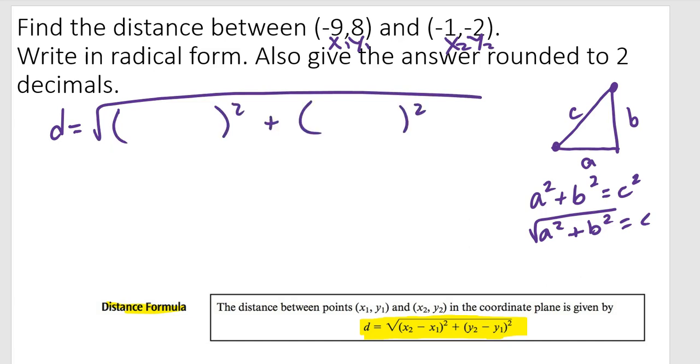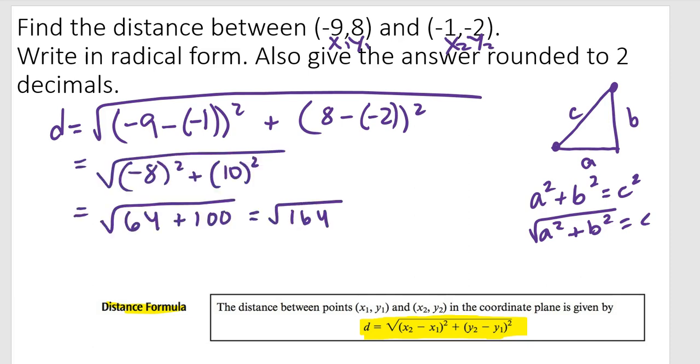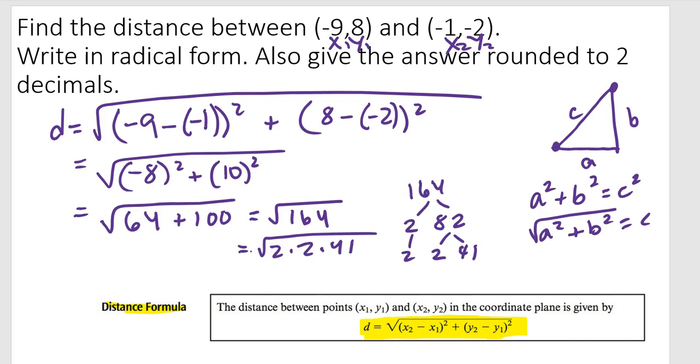and we subtract the x coordinates, so -9 minus -1, and we subtract the y coordinates, 8 minus -2. And we'll get the square root of 164. Now, it asks us to give it in radical form, so we want to simplify this if we can. To simplify a radical, I make a prime factor tree, and I place the prime factorization under the radical symbol. Since it's a square root, we're looking for groups of 2. Any group of 2 can come out of the radical, and I'm left with 2 square root of 41.